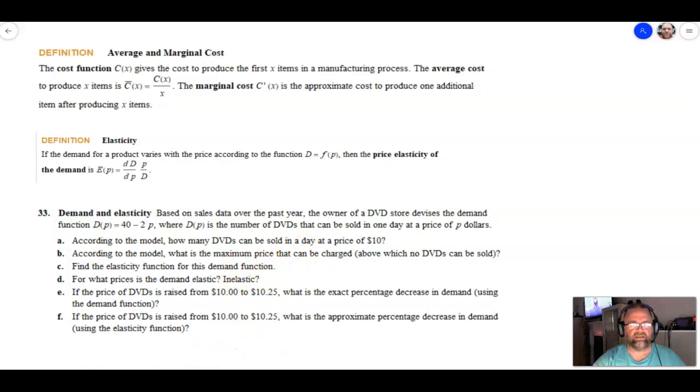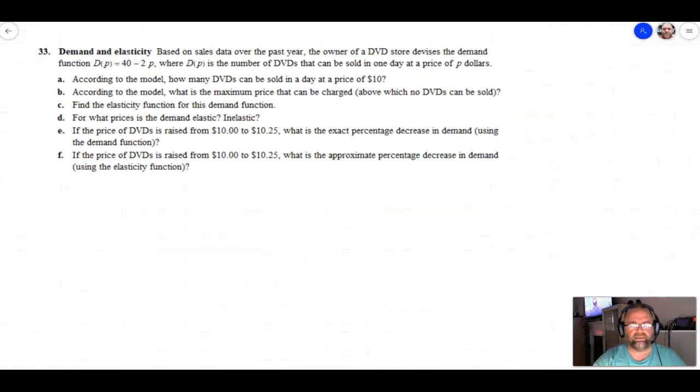The first one here says, according to the model, how many DVDs can be sold in a day at a price of 10? That is pretty easy. All we have to do is put in 10 for P, and we'll have 40 minus 2 times 10, which is 20, so the demand will be 20 DVDs. With a price of $10, you put it in for P and you get 40 minus 20, which is 20 DVDs.